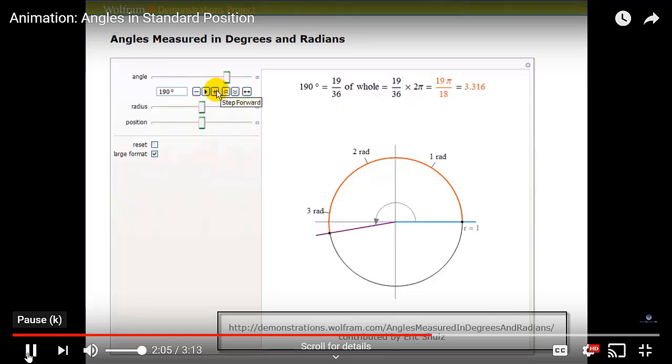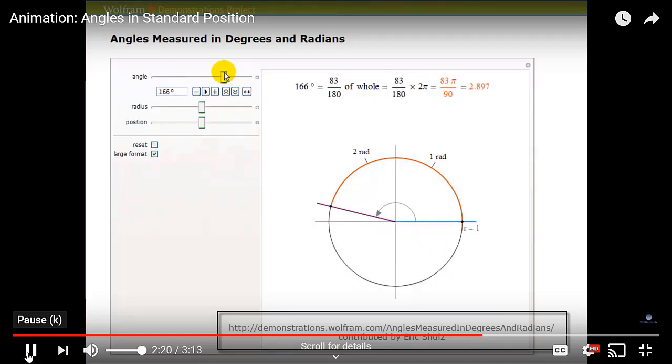As we continue, now we have reflex angles. And then we reach 270 degrees, which is another quadrantal angle, or 3/4 of a revolution. And then we finally reach a full angle, or one complete revolution.